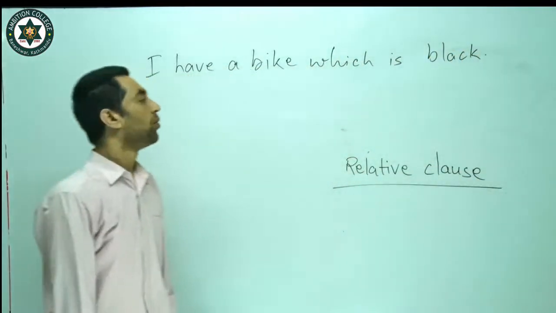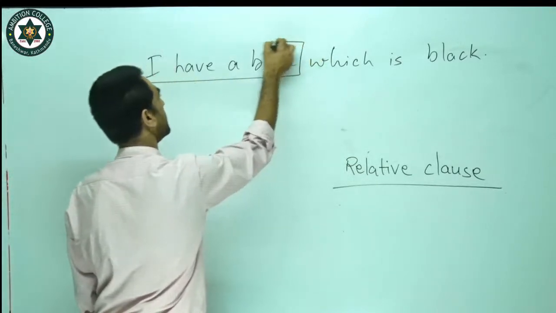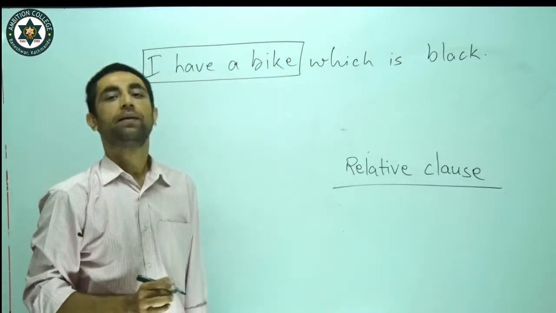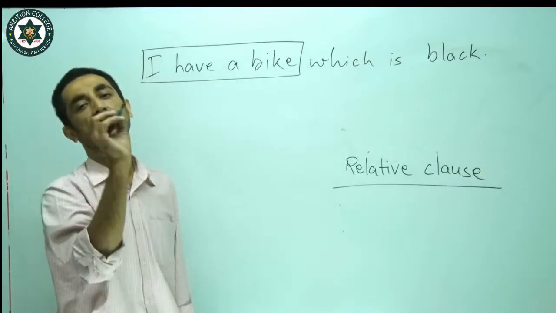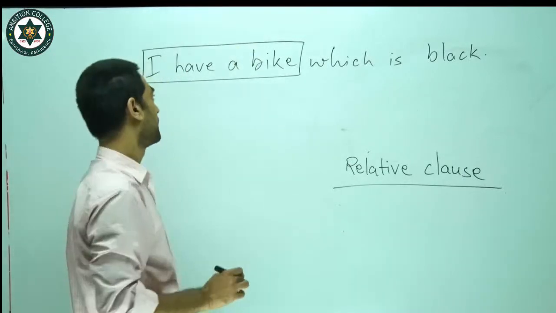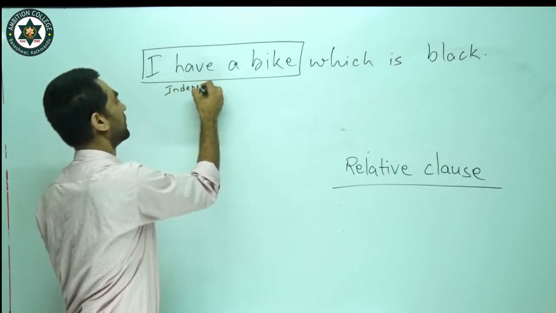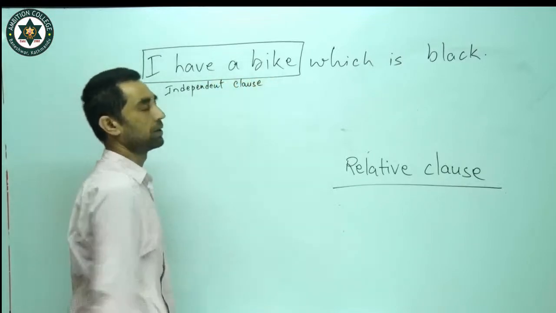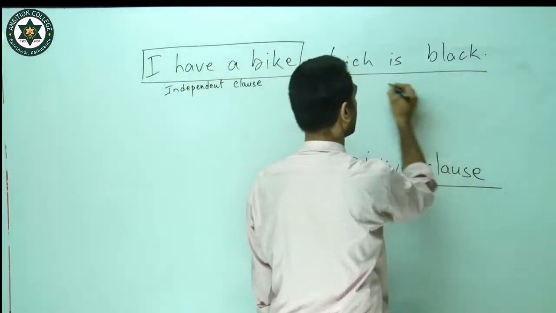Now here, what we see is that we again have two parts. This part can function on its own. This part is a complete sentence. It does not need any other part for its completion. This is the independent clause. Now, the second part, this dependent clause.